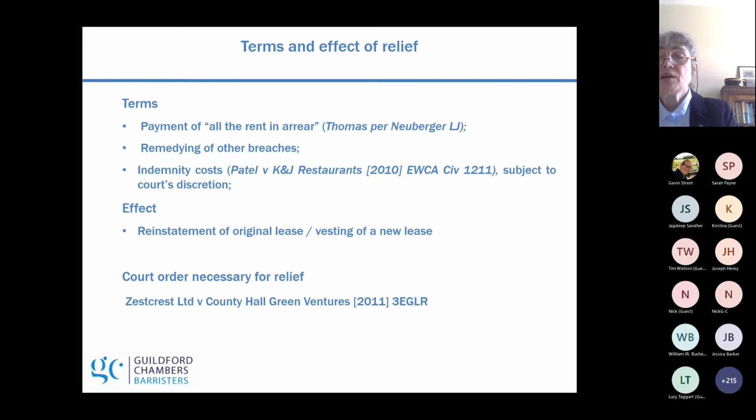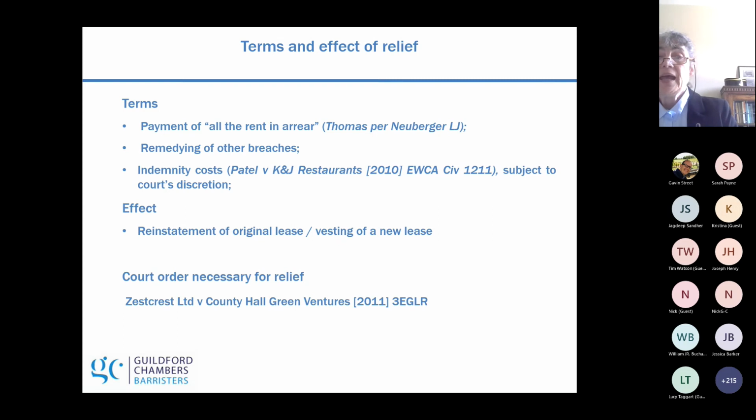Finally, remember that a court order for relief is necessary. The parties cannot agree to grant relief. The landlord has irrevocably elected to forfeit, and there is no going back on that. Also, the power to grant relief lies in the equitable jurisdiction of the court, although that is now partly on a statutory footing, and the parties cannot bypass that. If the parties agree relief, it will amount to the granting of a new lease, not the reinstatement of the old one. And that can have far-reaching ramifications if, for example, the forfeited lease was contracted out of the 1954 Act.